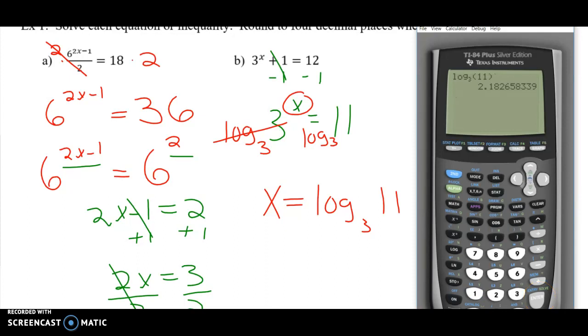And now let's go to 4 decimal places, so 2.1827, because the 5 comes after the 6. Okay, you can grab it. 2.1827 would be your final answer.